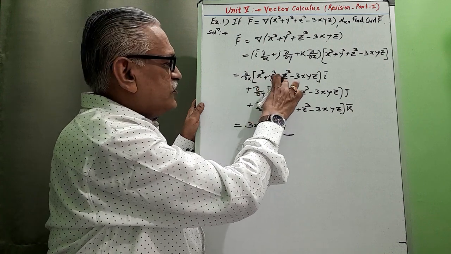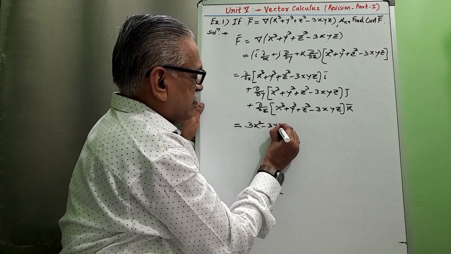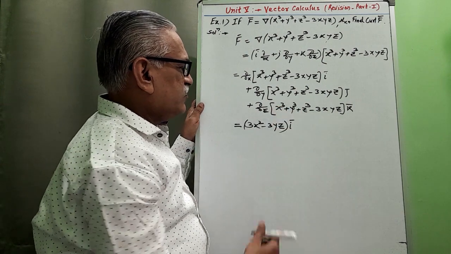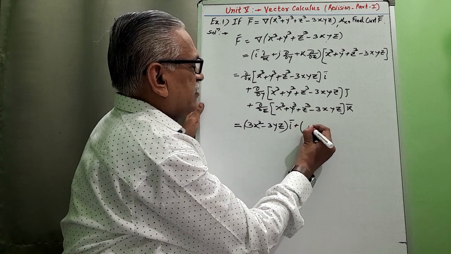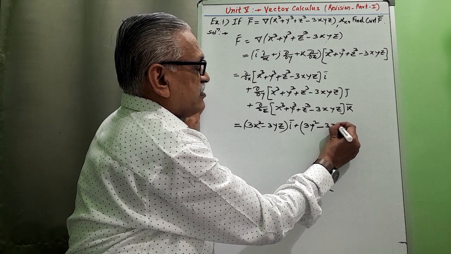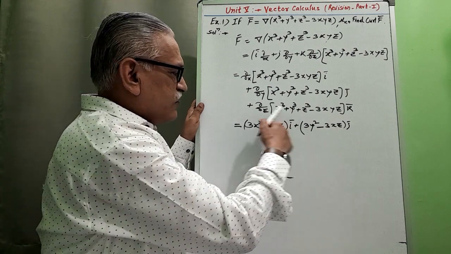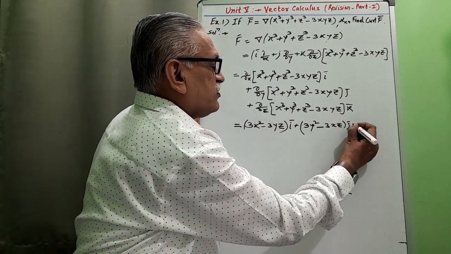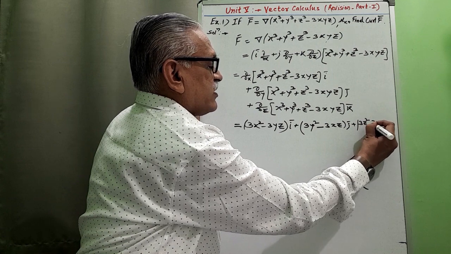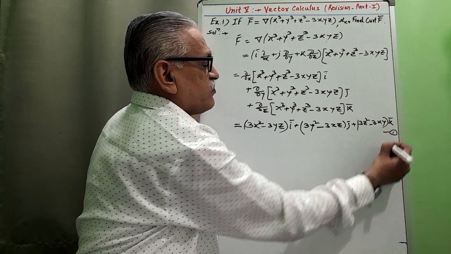and then performing this partial differentiation we get derivative of x cube is 3x square, derivative of the constant term 0, and differentiation of this term is minus 3yz into i. Then differentiating with respect to y, we get 3y square minus 3xz into j, and then differentiating this term with respect to z, keeping x and y constant, we get 3z square minus 3xy into k, and we call this equation 1.